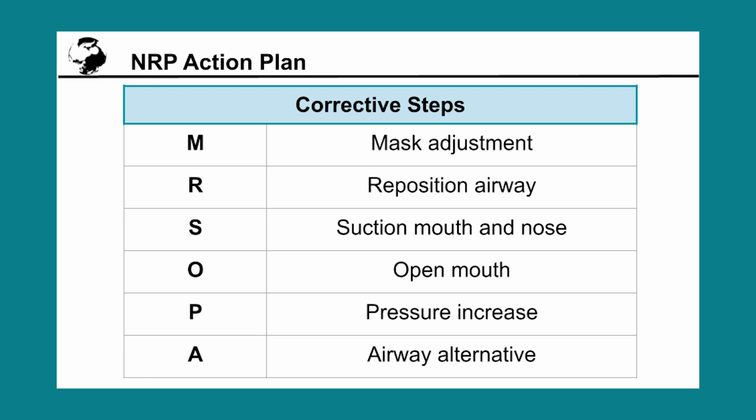The O stands for open mouth. Check to make sure the newborn's mouth is patent. The P stands for pressure increase. Gently increase the amount of pressure being used to ventilate the baby while still being careful not to use excessive amounts of pressure. The A stands for airway alternative. If the current airway is not working to ventilate the baby, consider trying a different method. This may include placing or removing an endotracheal tube.